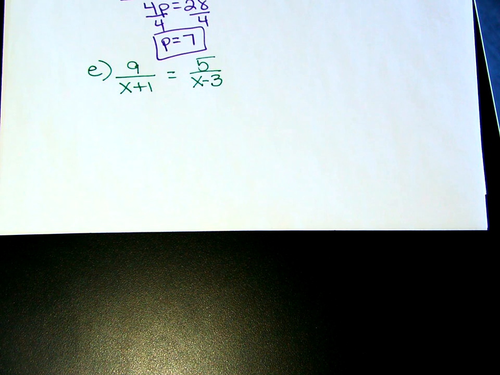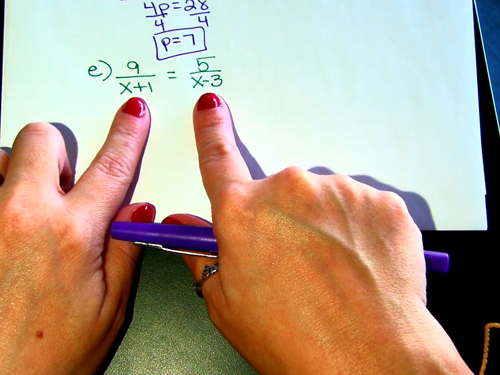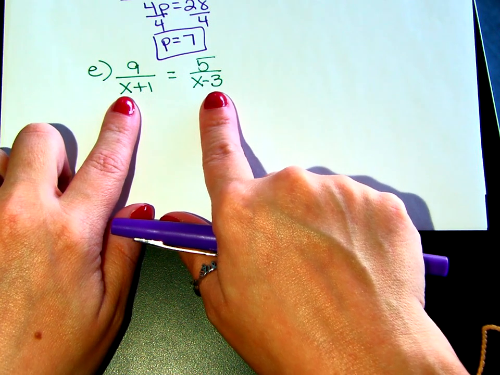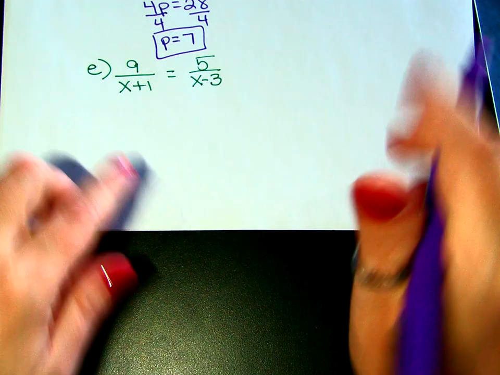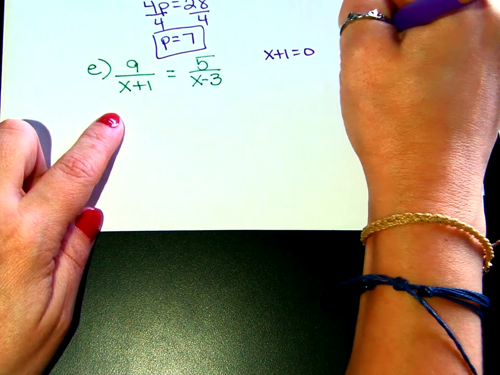But I am going to go ahead and figure out my trouble spot or trouble spots first, so that as soon as I find my solution, I know whether or not it's a good one or not. So in this case, we have two denominators that are different. They both have variables, so I would set each of these equal to 0 to figure out what my trouble spots are, where my extraneous solutions would be. I would have x plus 1 equals 0, and I would have x minus 3 equals 0.